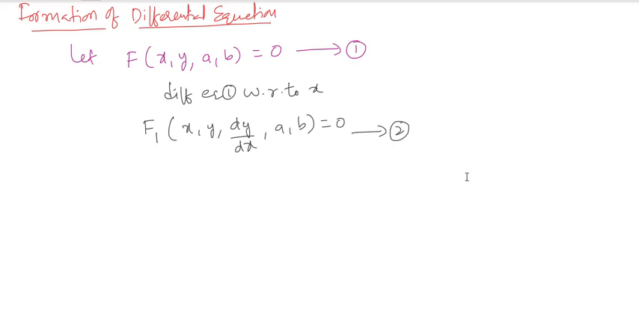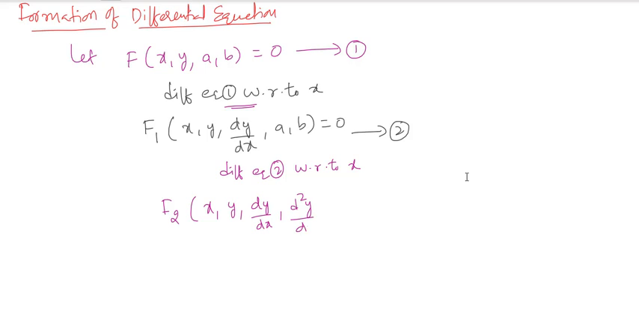Now, with respect to one constant, I got dy by dx. Again, if I want to eliminate further, I go for one more differentiation with respect to x. This differentiation I take as f2, the second time differentiation: x comma y, then dy by dx, and for dy by dx the differentiation gives d square y by dx square, comma a comma b, which is equivalent to 0. This is equation 3. So if you observe here, with respect to two constants, you have the higher order, that is the second order differential equation.